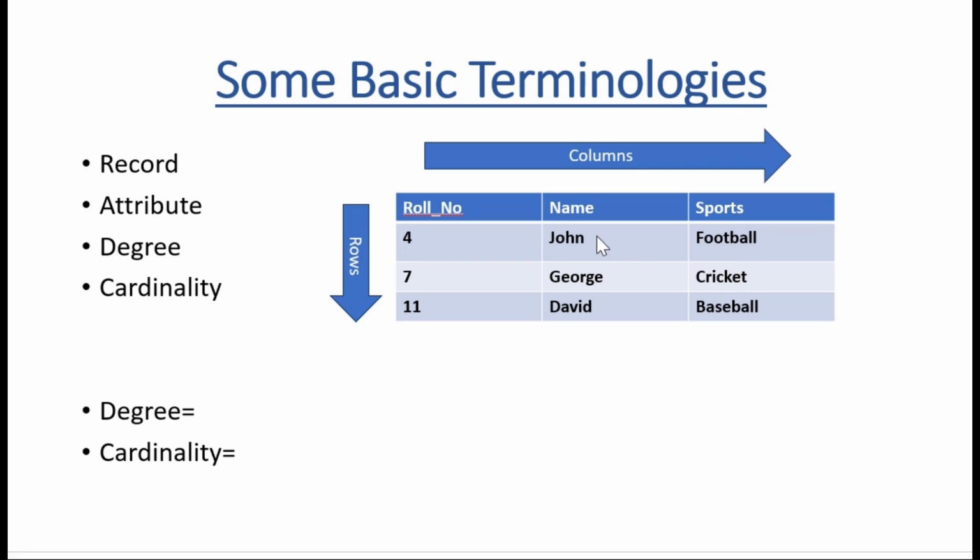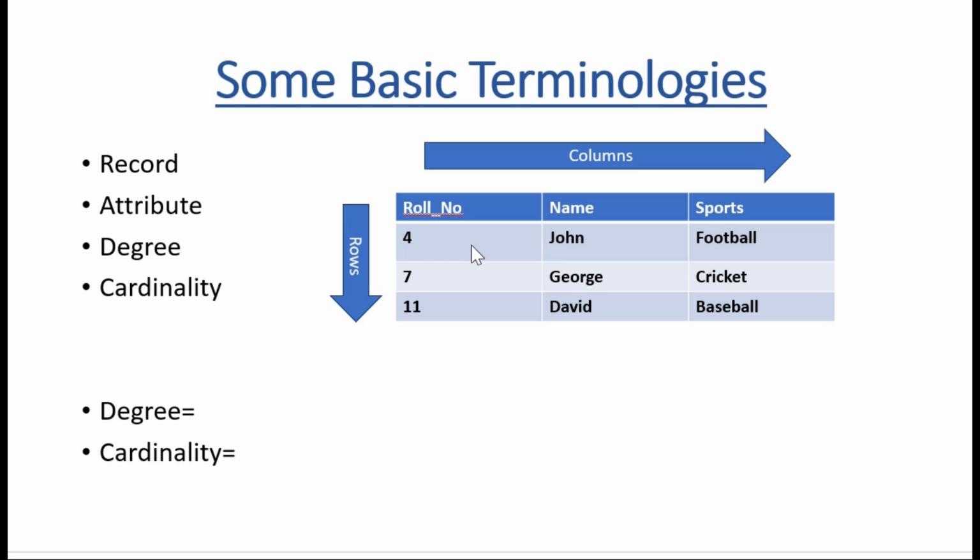It is not like sports containing John, or the name containing the roll number. There is nothing like that. So an entire column will have one specific type of information in it.